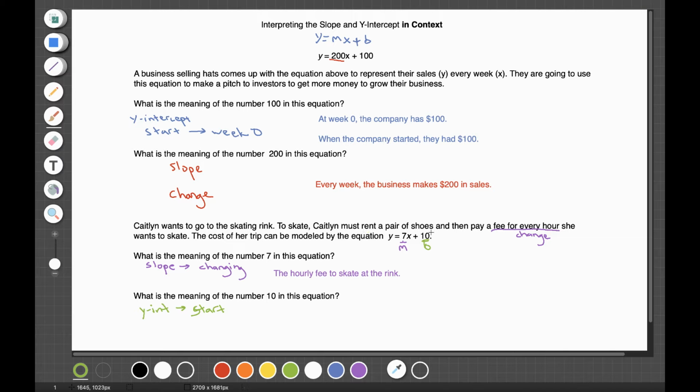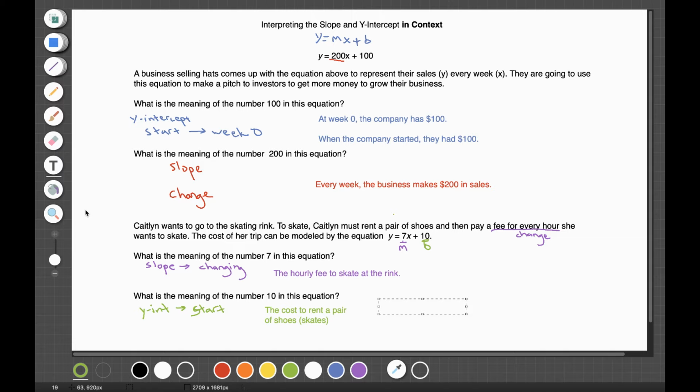Now, that's a one-time fee, right? I'm sure most of you have gone to a skating rink before, maybe had to rent skates or whatever, shoes, skates. So that would be just a flat fee that you need to pay. That's a starting amount. Before you even get on the rink, you need to rent your skates or your shoes. So that would be our starting amount. So our number 10 will be the cost to rent a pair of shoes, and that should say skates.